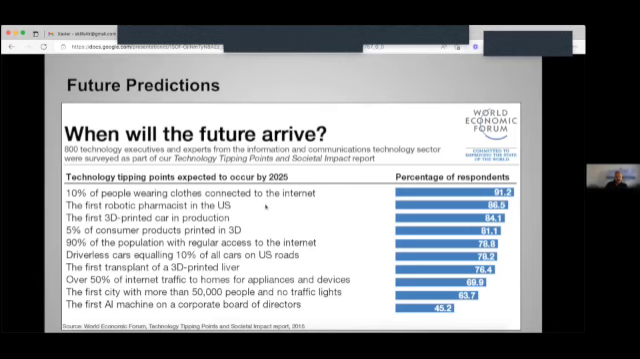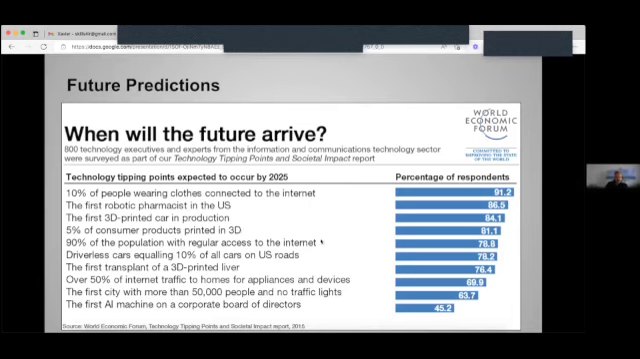The first robotic pharmacists in the US will be there by 2025. The first 3D printed car in production. And when I saw this, it's amazing. For me, it's unbelievable. But yeah, these are their predictions. 5% of consumed products printed in 3D. Imagine that. 90% of the population with regular access to the internet.